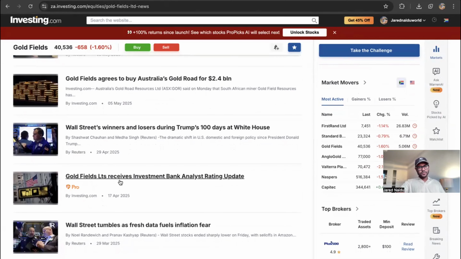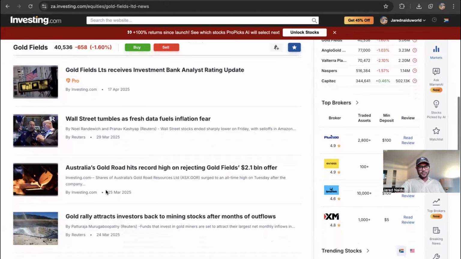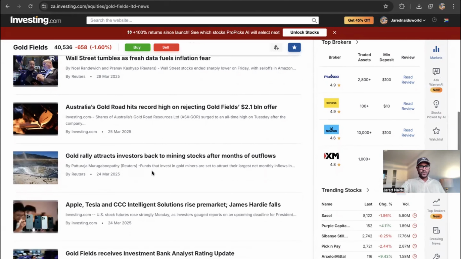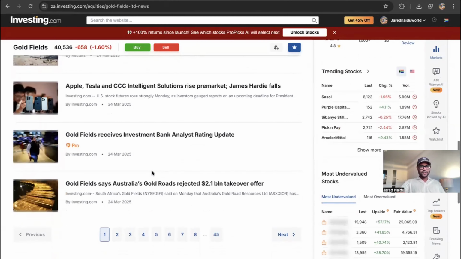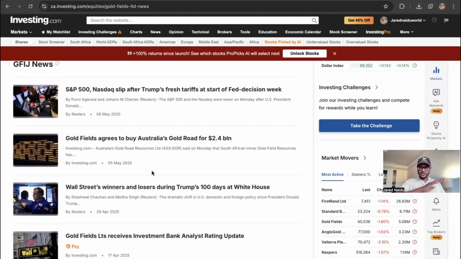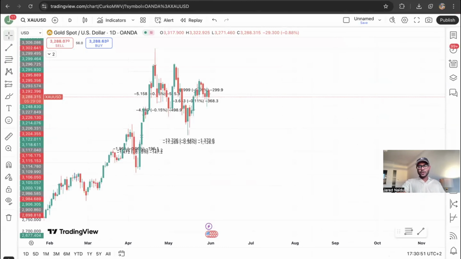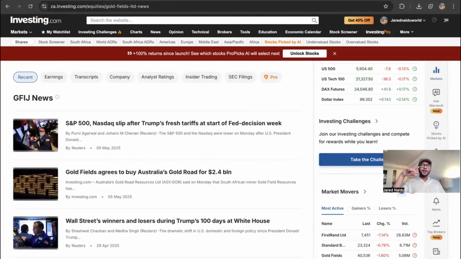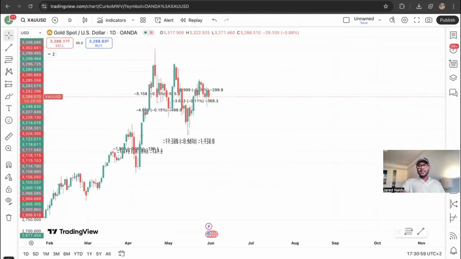Goldfields receives investment bank analysis. We can see Australian Gold Road is at a record high on rejecting Goldfields' 2.5 billion offer. So we can see all these things that are related to the specific stock. That's called fundamentals. Now we're looking at technicals. When it comes to stocks, it helps so much when you understand why you're buying the stock, which is the fundamentals, and then the technical is timing when to buy.